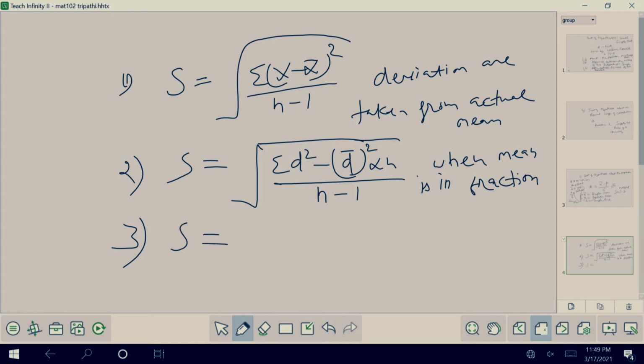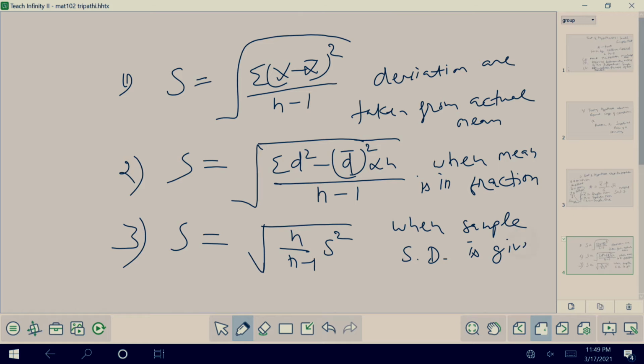Now, the third formula, when we are given the sample standard deviation. Then the formula is very easy: n divided by n minus 1 into s square. When sample standard deviation is given in the question, then you will use this formula, right. So, this is the first formula, and for the first formula we have all the values.